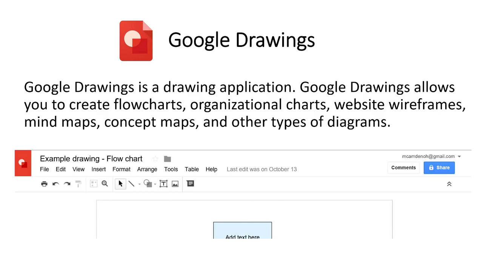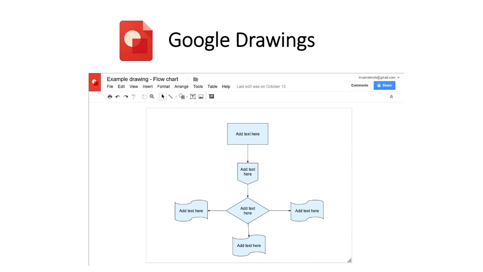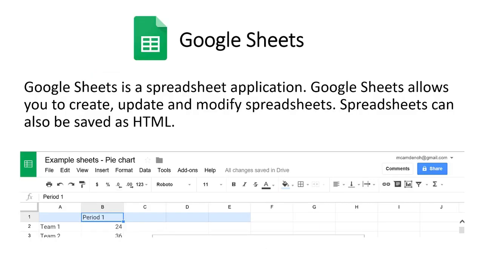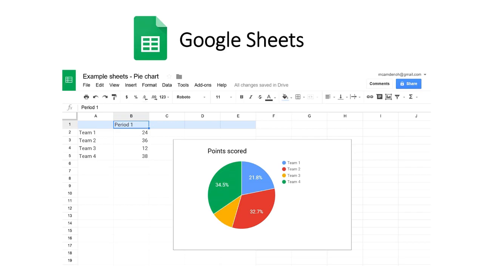Google Drawings is like Microsoft Visio. It allows you to create drawings, flowcharts, and so forth. Here's an example of a flowchart that I created in Google Drawings. Google Sheets is like Microsoft Excel. It's a spreadsheet application that has similar features. It has a toolbar just like Excel, and you can do similar things like you do in Excel. This is showing a pie chart based on the data in the spreadsheet.